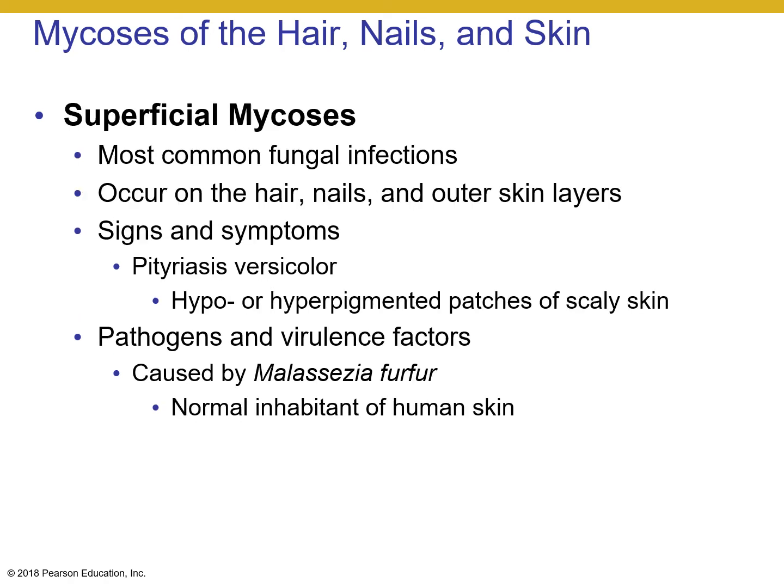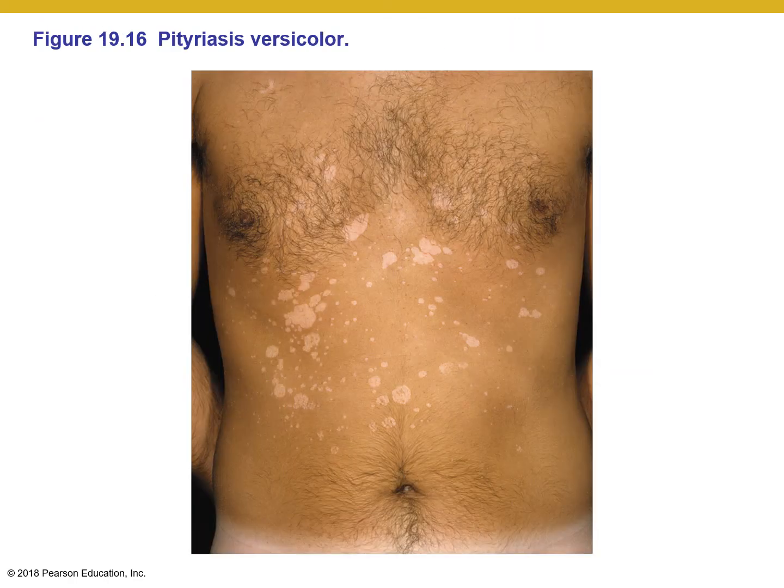Yeah, not good. So superficial, mainly it's going to be on the hair, the nails, and the outer skin. You stop and think about nail fungus. On the outer layer of the skin, you can see hypo- or hyperpigmented patches of scaly skin. And this is versicolor. That doesn't look good. He does have a really good tan.